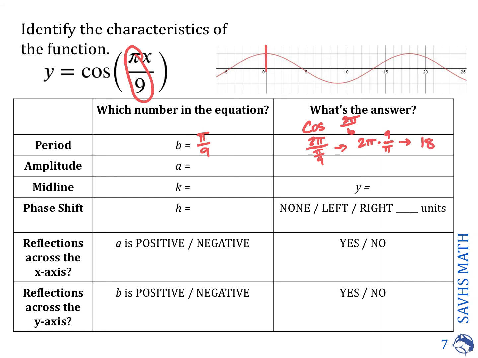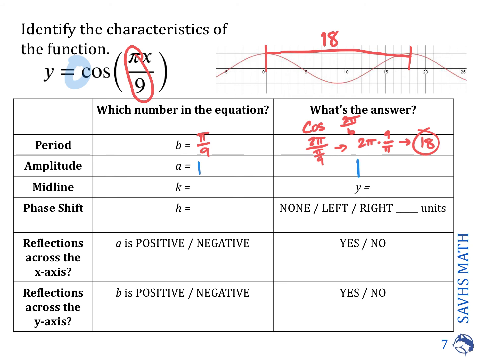And we can see that on the graph because from top to top, or maximum to maximum, this distance is 18 units. So this is the period. The amplitude is the number out front. For this one, it would be 1. So the amplitude is 1.